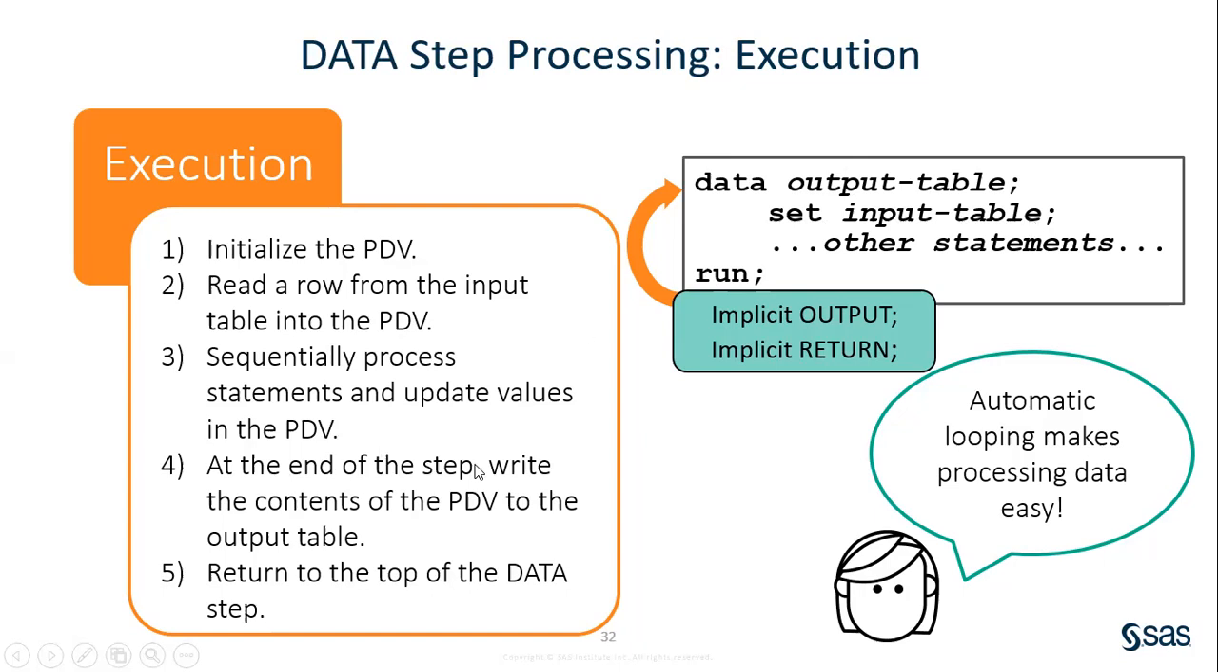So at the end of the step, it writes the contents of PDV to output data and returns to the top of your data step to reprocess the data step for every row from input data. So in your input data set, if you have thousands of rows, this data step is processed 1,000 times. For each row, your data will be looped or iterated 1,000 times. Got it now?